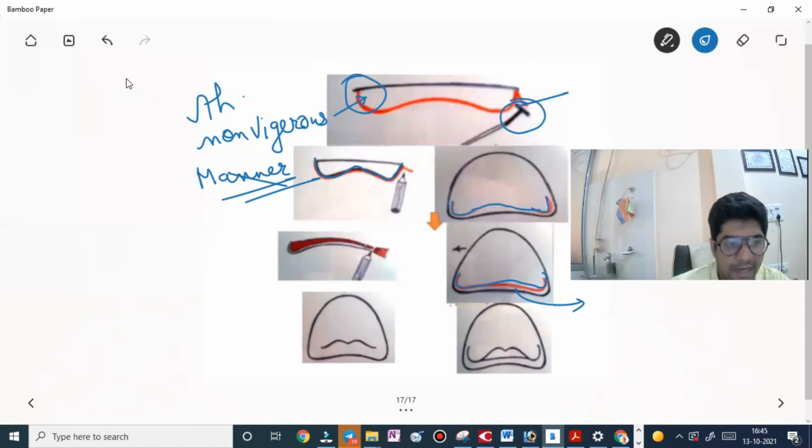Similarly, the anterior vibrating line is marked in the patient's mouth using a pencil. When recording the anterior vibrating line, the patient should perform the Valsalva maneuver.